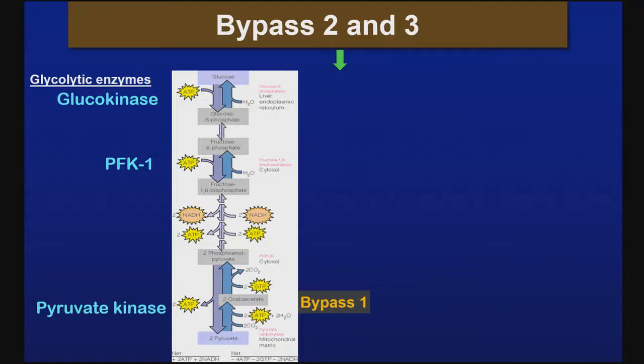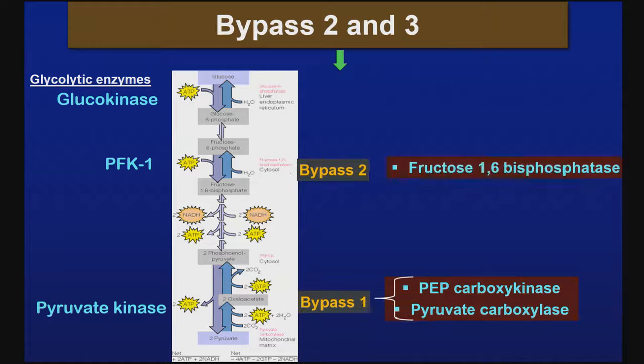Now the bypass 2, it turns out, is fructose 1,6-bisphosphatase. Now, between the two, bypass 1 and bypass 2, you remember there are 10 steps in glycolysis. But the remaining steps that we're not going to discuss further are reversible, and those reactions are basically at equilibrium.